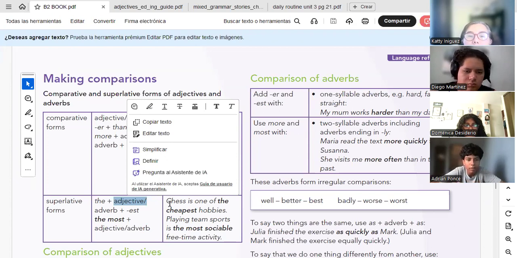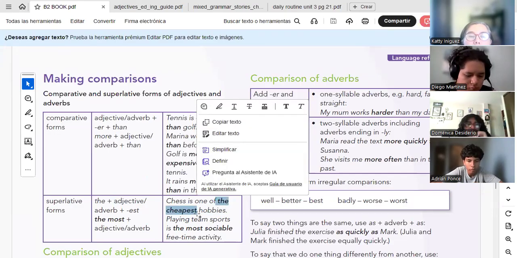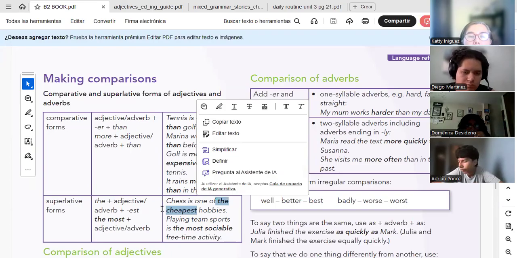Okay, guys. It says chess is one of the cheapest. It's one of the cheapest. We use the article and we add -est at the end. Hobbies. El más barato de todos. El ajedrez es el hobby más barato de todos, right? Playing team sport is the most sociable free time activity.